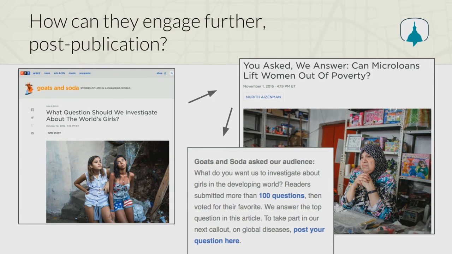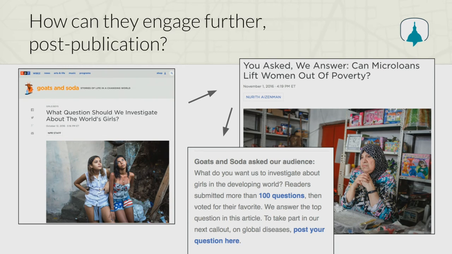And they did a story about microloans and whether microloans actually worked. And then at the bottom of that story, they said, You gave us such great questions. We're so eager to hear your questions. The next thing we're collecting questions about is global diseases. Global diseases and microloans are not actually connected, but it's the same people who might be interested in both stories.